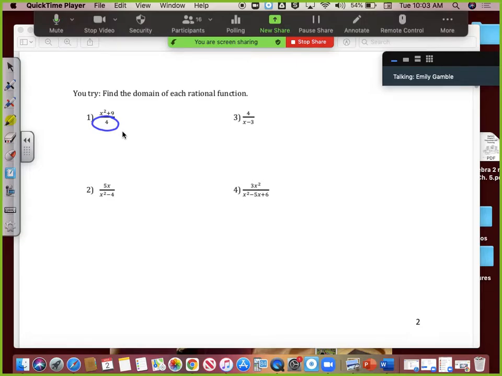So because 4 does not have a variable, there is no number that will make this not work, which means the domain for this one would be all real numbers. There will be no break in the graph. There will be no point where the graph will not work. The domain, the x values, will be any number. So you can either write it out like that, or using interval notation, it would be anything from negative infinity to positive infinity.